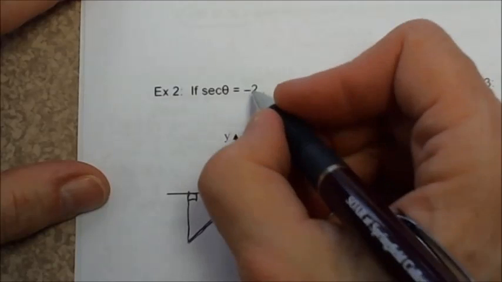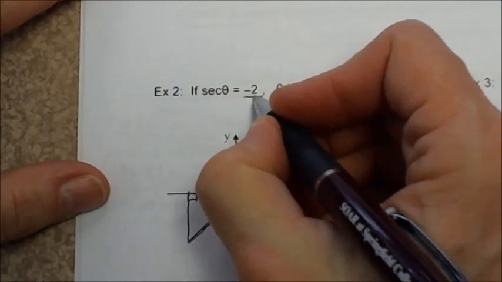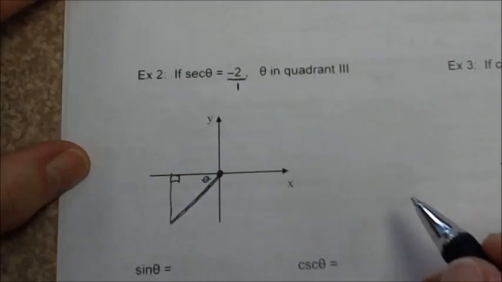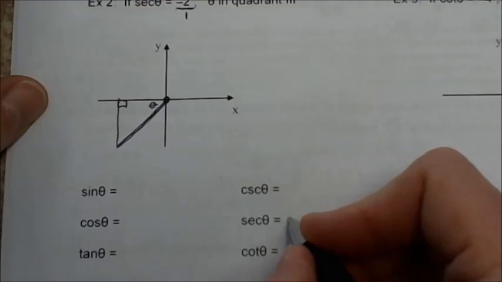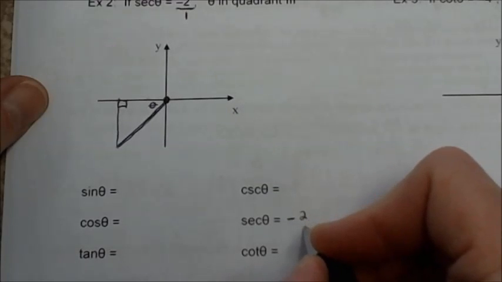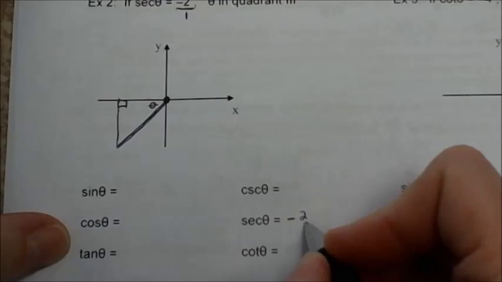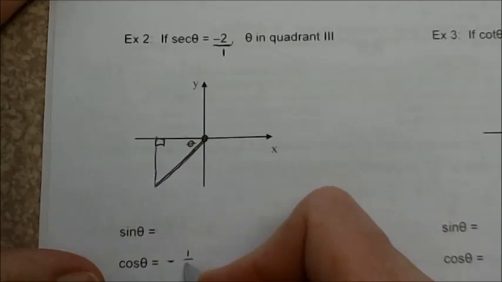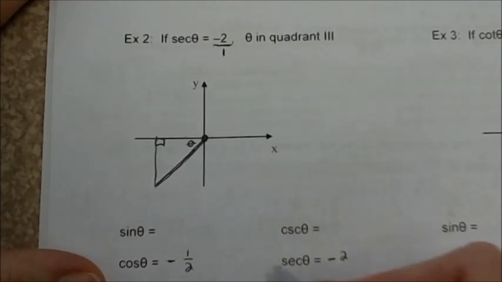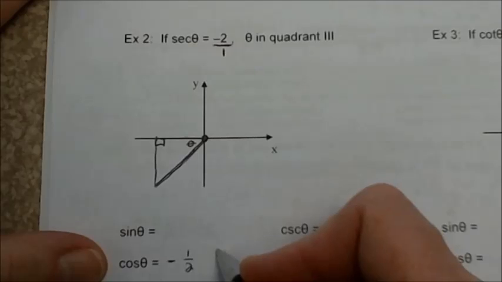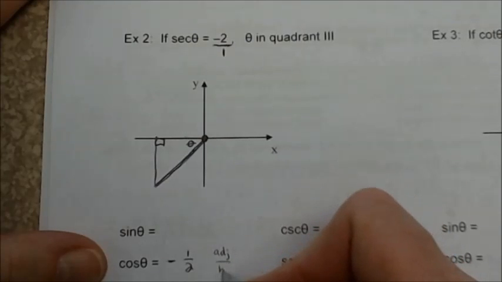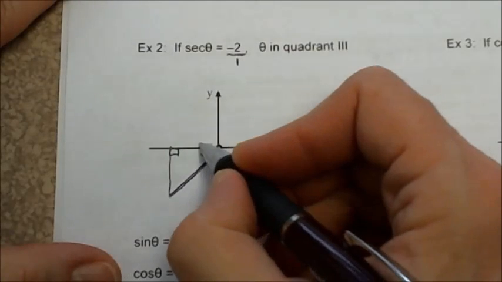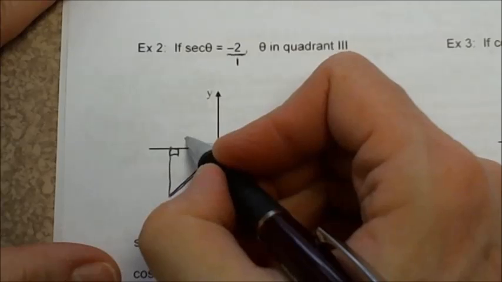If the secant is negative 2, I'm going to make this into a fraction. You can make any number into a fraction by just putting a 1 underneath it. So the secant is negative 2 over 1, which I'll write down here. If I turn the secant upside down, I get the cosine, and the reciprocal of negative 2 over 1 is negative 1 over 2. So from here, I can see that since cosine from Sohcahtoa is the adjacent over the hypotenuse, I can put negative 1 as the adjacent side to this angle. Here's the adjacent side, negative 1.